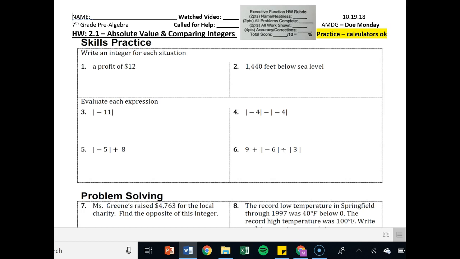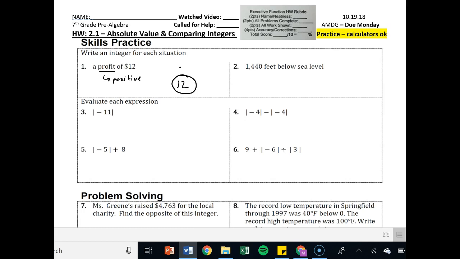Number one, it says write an integer for each situation. This is a profit of $12. Your answer here is just going to be 12. You can show work by saying, hey, I know profit means I'm working with positive. Don't say plus 12, just say a regular positive 12 and circle your answer.